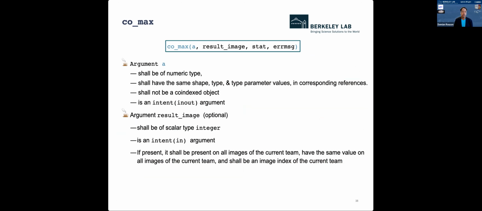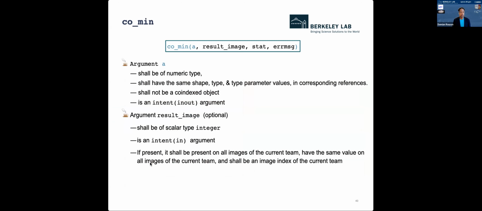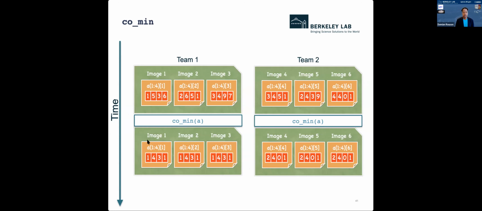Okay. co_max, very similar, must be of numeric type. None of these can be co-indexed objects, so you can't go out and grab remote data and put it in as the argument there. You can't have square brackets on that first argument. So again, it's doing an element-wise maximization. So you can see the first element there is 1, 2, 3. So the maximum number is 3. So you end up with a 3 here. co_min, same idea. 1, 2, 3. So we end up with 1 on all the images.